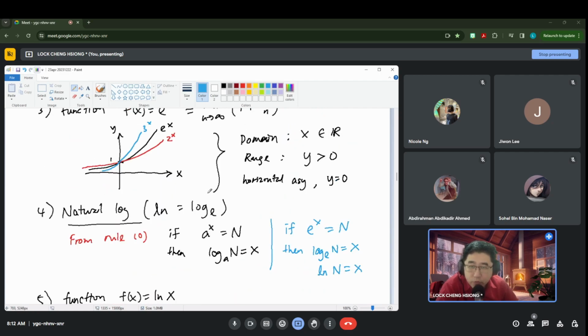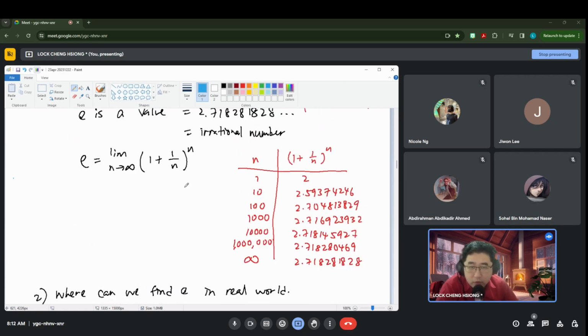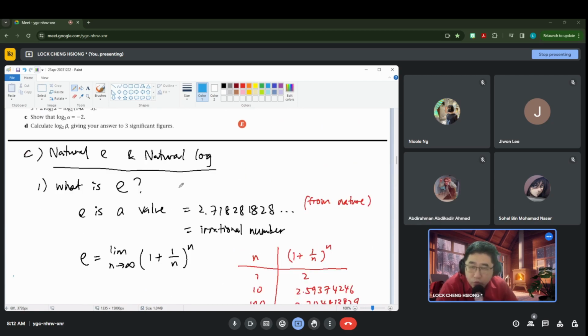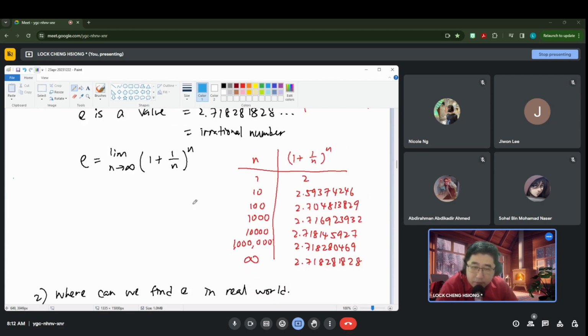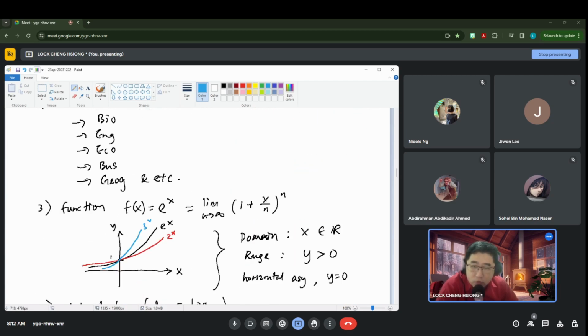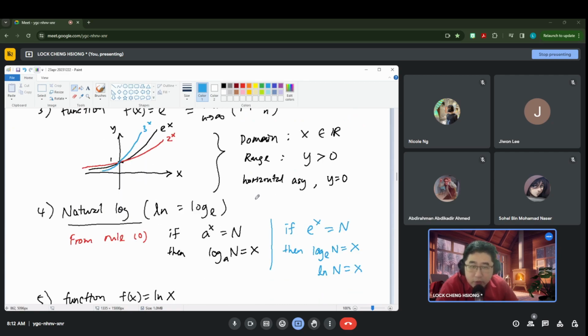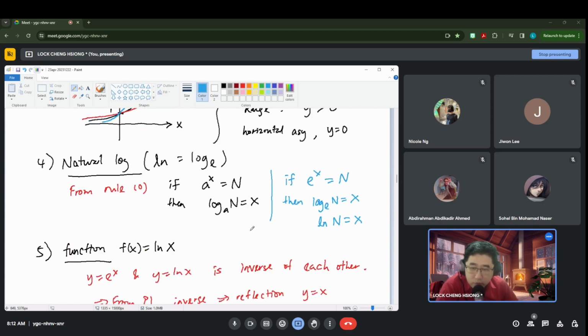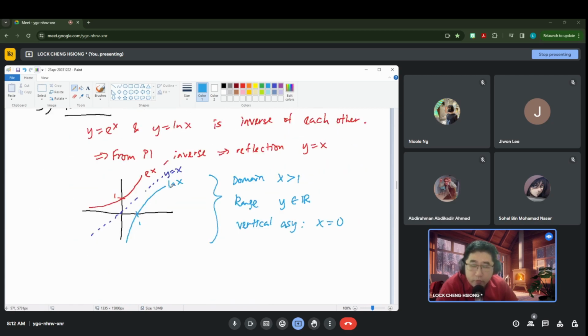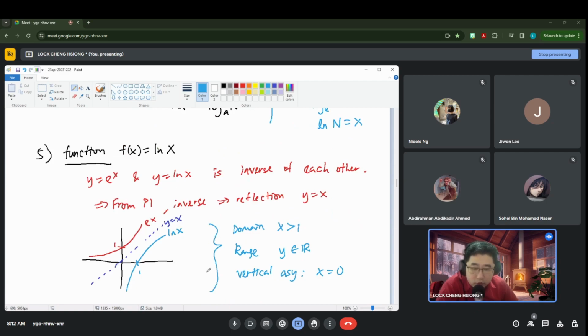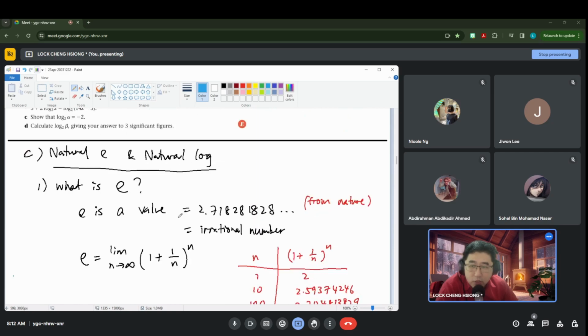Up to here, you will see that nothing is new at the moment. The only thing that is new here is the letter e, the value e. The graph is still doing the same thing. The indices rule, the log rule is still doing the same thing. The reflection graph is still doing the same thing. The only thing new over here is the letter e.